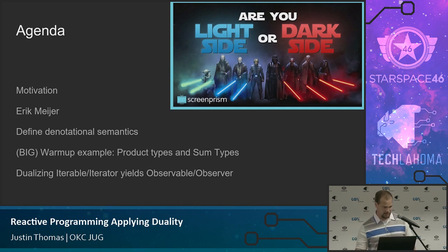I'll talk about why we'd want to do that, and who Erik Meijer is. I need to define this term, denotational semantics. Since I put it in my talk, I should at least define it. Then a warm-up example, which is actually going to be most of the talk, product types and sum types. These are two duals which I think come up the most often in everyday programming, so I think it's a good case to understand, and a warm-up for the dualization we'll do later. Then finally, I'm going to cover a short summary of what Erik Meijer covers when he talks about dualizing iterable and iterator to get observable and observer.